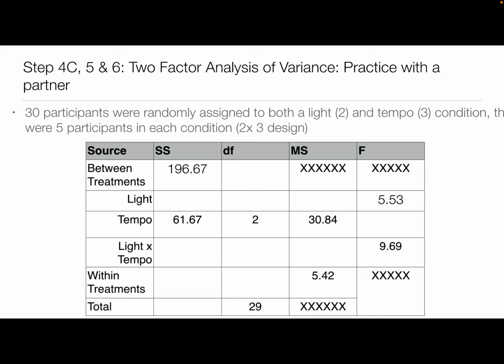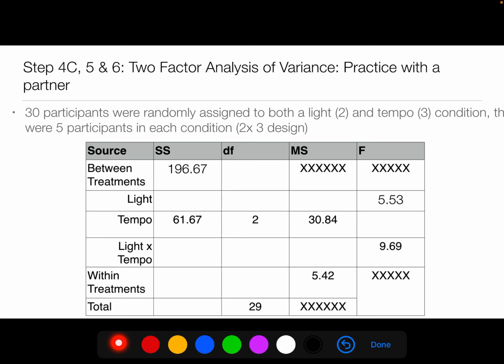There is a skosh more algebra in it, but I think ultimately you'll feel really comfortable with this once we practice. So the place that I always like to start is with my degrees of freedom, because I have that information here. So I have 30 participants in total, which is my N. I have my little n is equal to 5. I have my conditions. It's a 2x3 design, so that means my k is equal to 6. I know it's a 2x3 design because I have 2 levels of light and 3 levels of tempo.